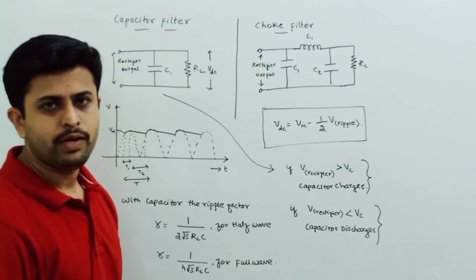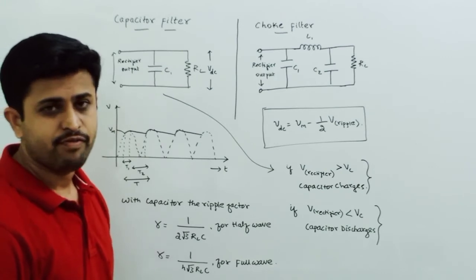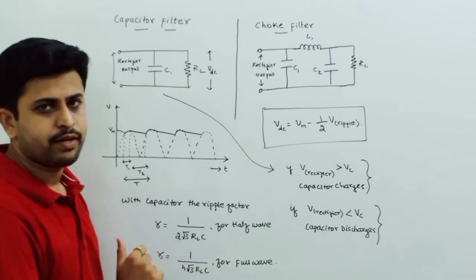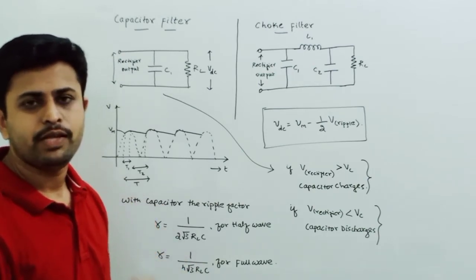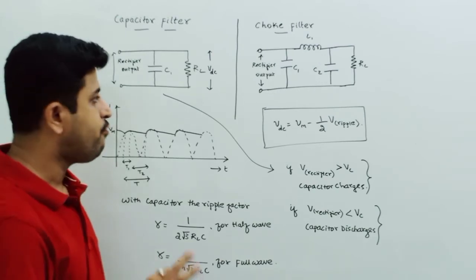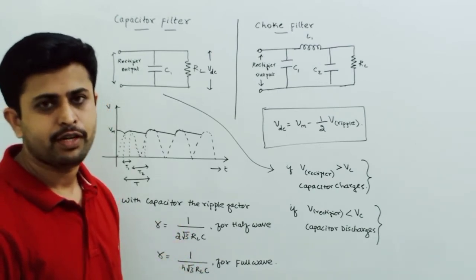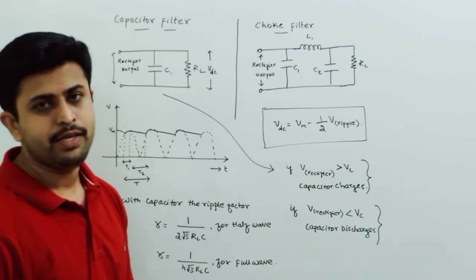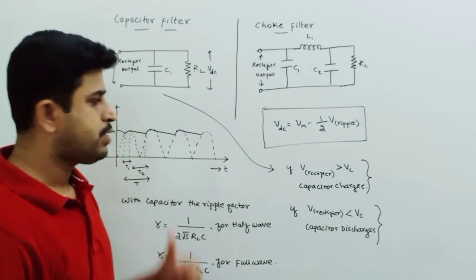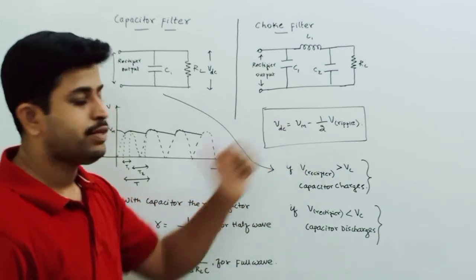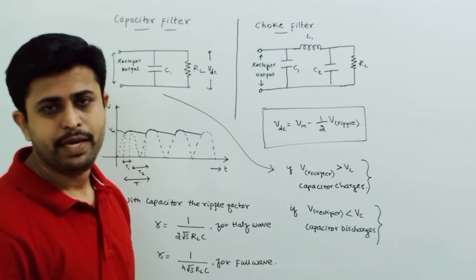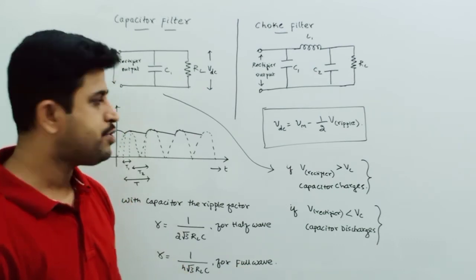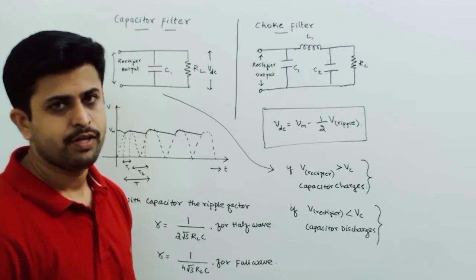If you want to calculate the ripple factor for a full wave rectifier, then we can use this formula with the capacitor filter. These formulas will give you the reduced ripple factor after adding this capacitor filter to the output of the rectifier circuit. Also VDC can be computed for this capacitor filter circuit by using this equation: Vm, the peak voltage at the rectifier output, that is the maximum voltage, minus half of the ripple voltage.